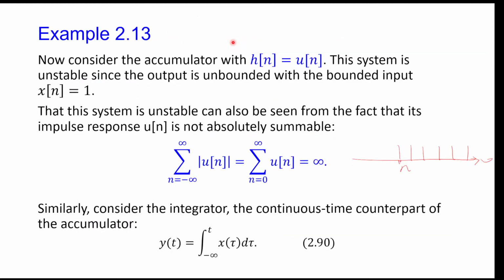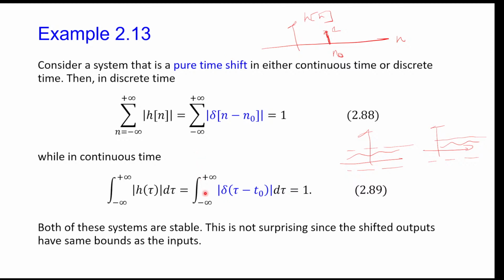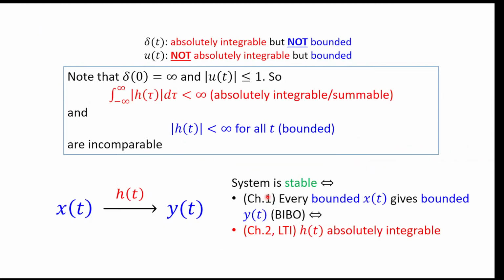This is an example we get from the pure time shift. For the pure time shift, the response is basically the delta function, and the delta functions are absolutely integrable, and the response is stable. Sorry, the system is stable with this response. But obviously the delta function has infinity at some point, so this is not a bounded function.